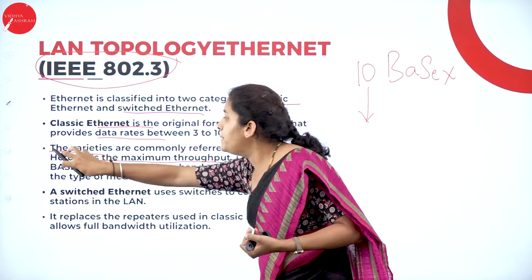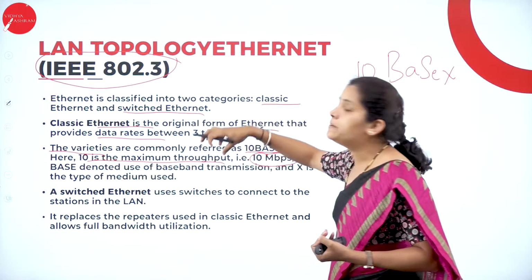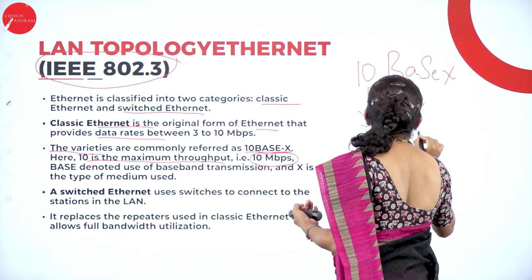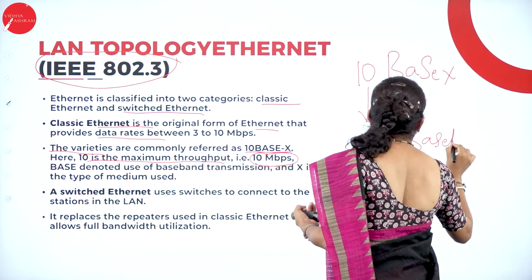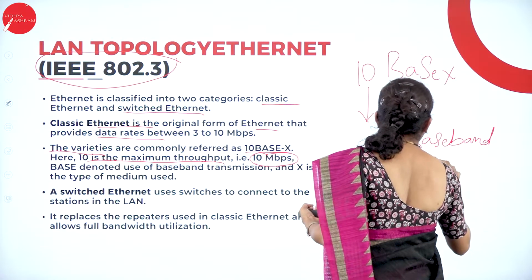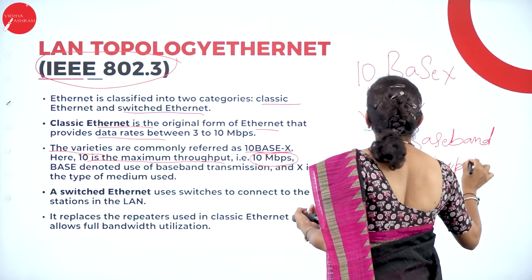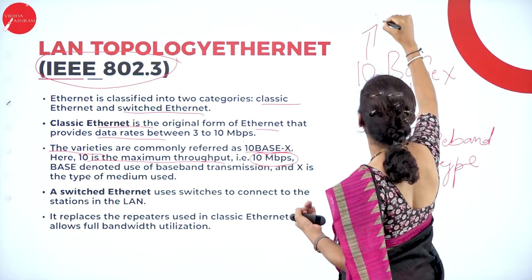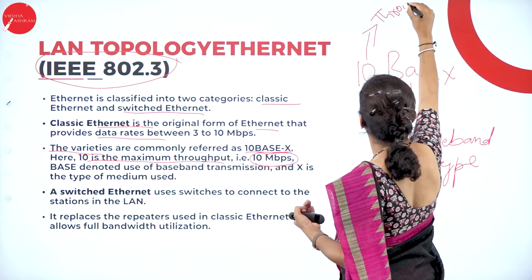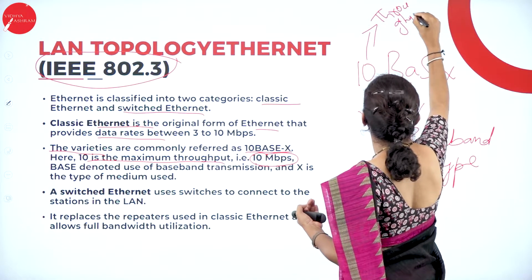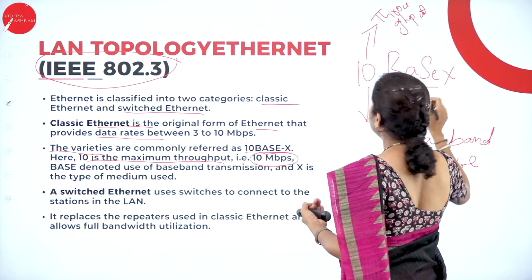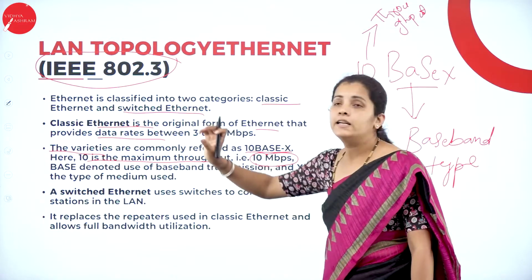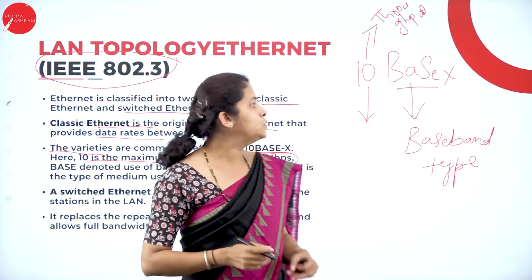Here base denotes baseband type. So 10 is used to represent throughput, base is used to represent baseband, and X is the type of media used.